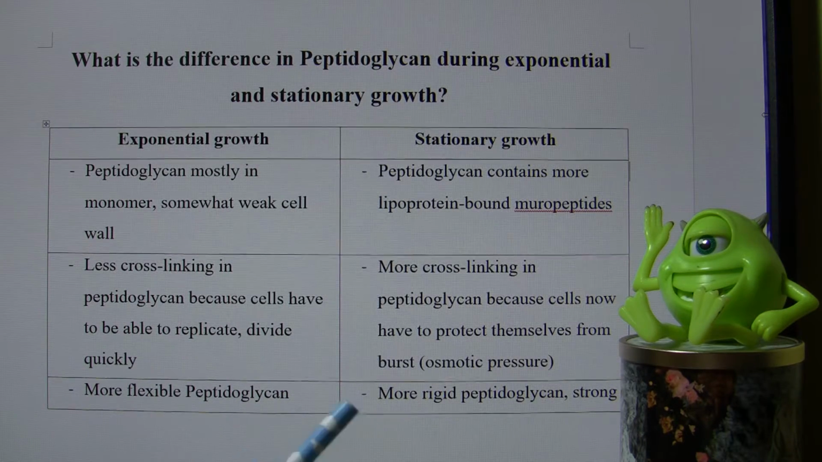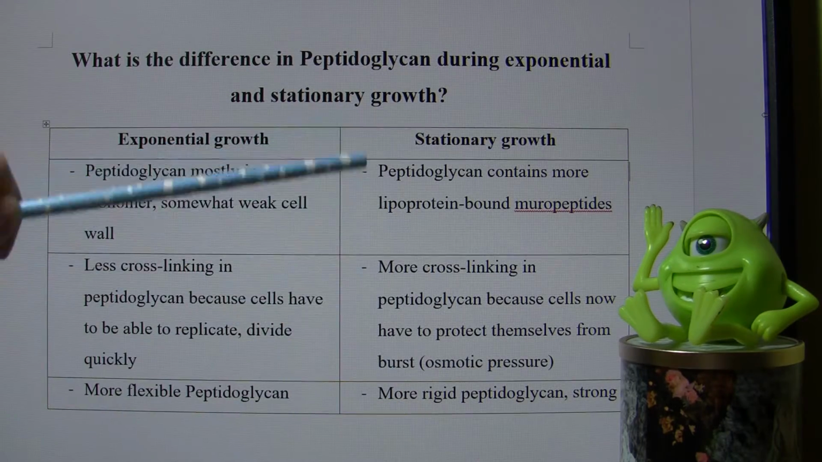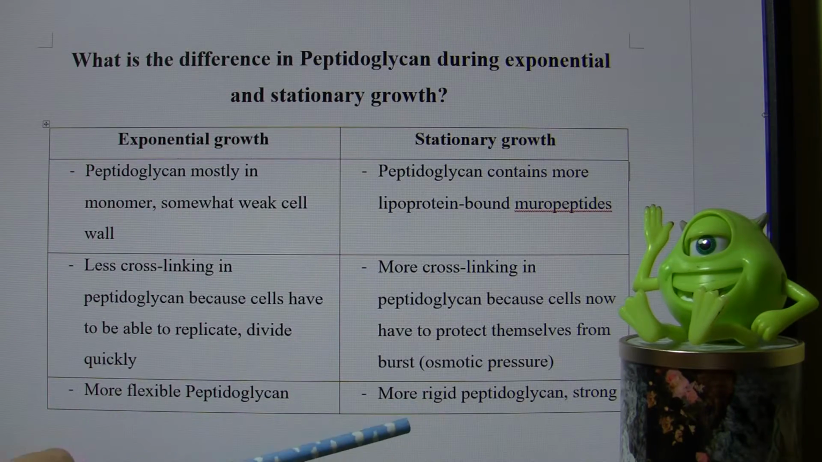So the cell wall actually helps bacteria, or any of the organisms that have them, against osmotic pressure or cell bursting. And it also helps them keep their shapes too. So in stationary phase, you would have more rigid peptidoglycan, but in return it's going to be strong and it's going to protect those microorganisms. So this is some difference in peptidoglycan during exponential and stationary growth.